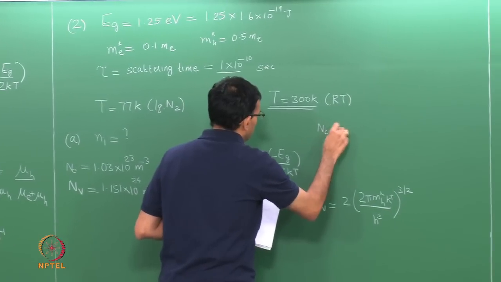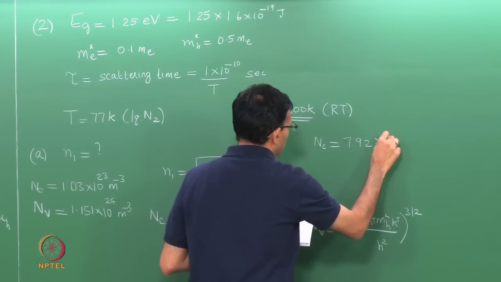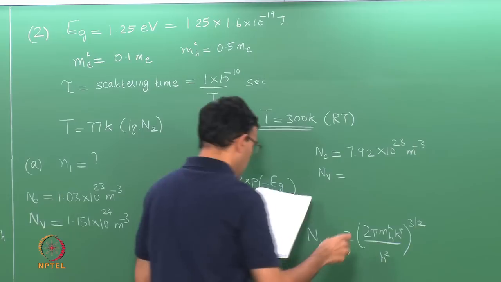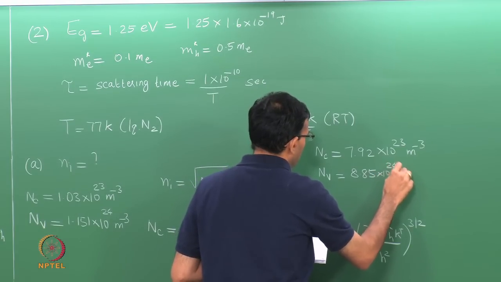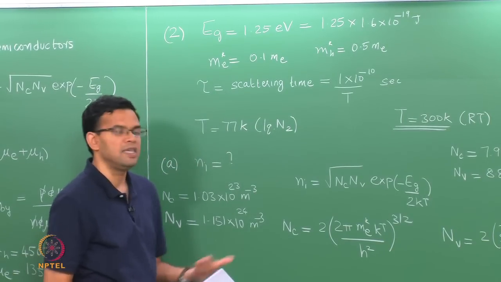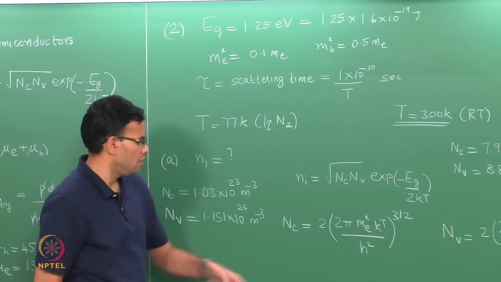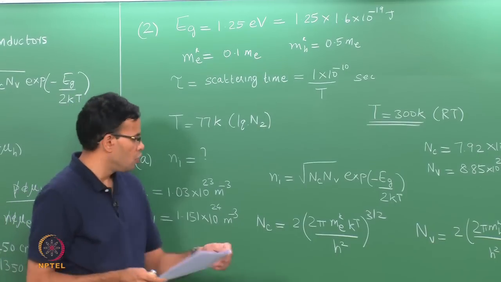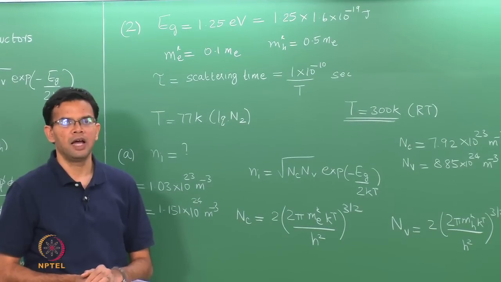I will again just write down the answers. Nc is higher, 7.92 times 10 to the 23. Nv is 8.85 times 10 to the 24 per meter cube. So, compared to 77 Kelvin, Nc and Nv are higher at 300 Kelvin. This is because we have more density of states available at higher temperature, simply because they are directly proportional to T to the 3 over 2. We can substitute these values of Nc and Nv in this expression and calculate the value for Ni.